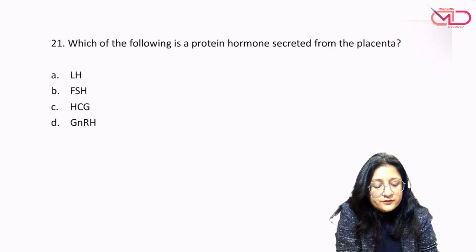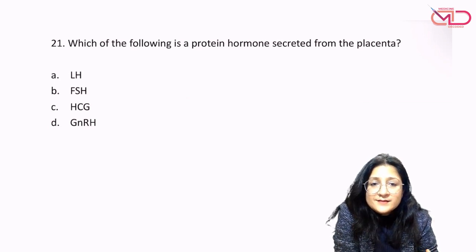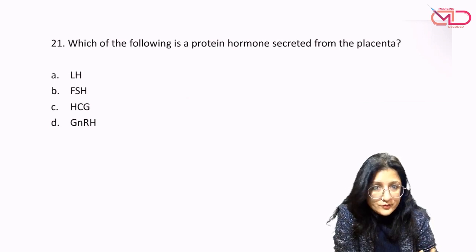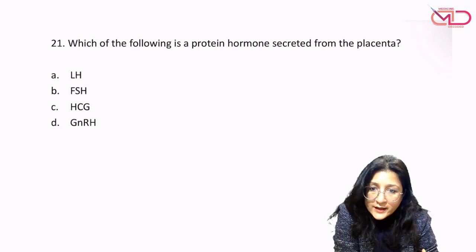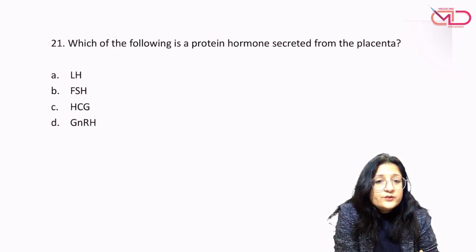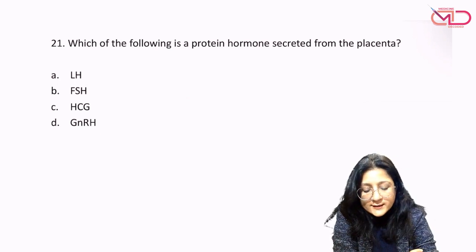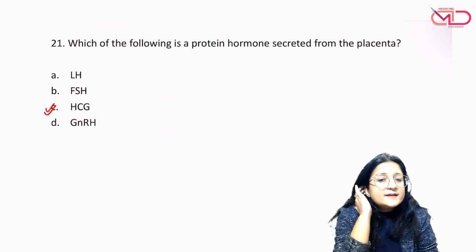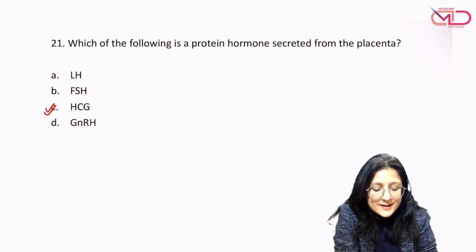Next question, which of the following is a protein hormone secreted from the placenta? Now, again, there is a discrepancy regarding the recall of options from this question, but this is the closest that we can be. So LH and FSH are glycoprotein hormones. HCG is also a glycoprotein hormone, and GnRH is also a polypeptide hormone. But they are specifically asking you what is secreted from the placenta, so the correct answer is HCG, right? HCG is the protein hormone that is secreted from the placenta mainly. That's the main hormone.